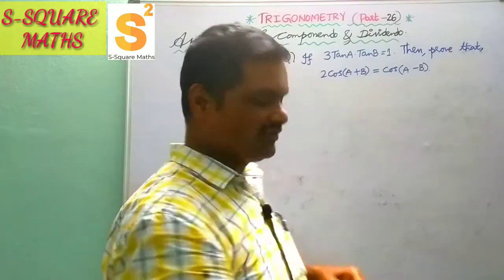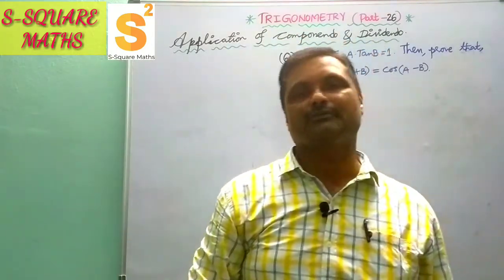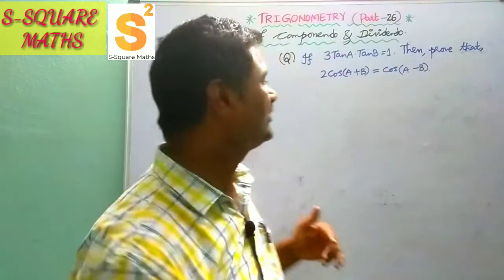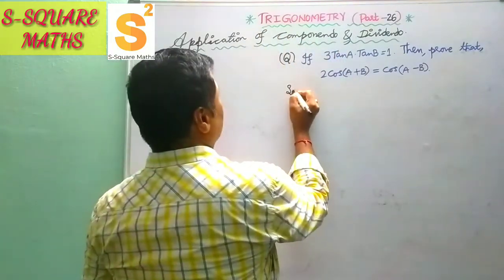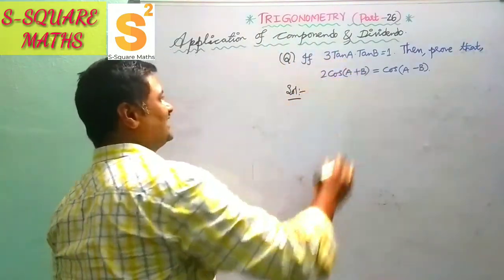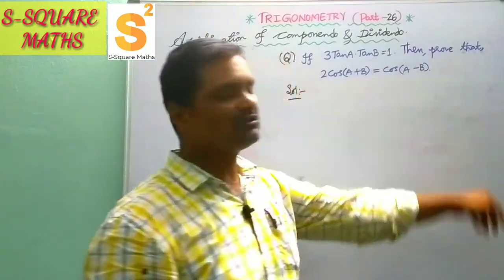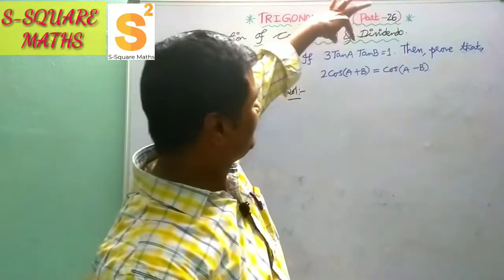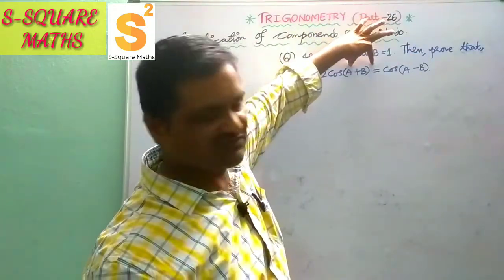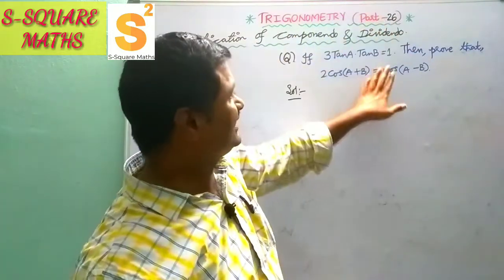I hope that you will watch the complete video without skipping. Have a look here. So, solution: what is given? 3 tan A into tan B is equal to 1. Then prove that 2 cos of (A plus B) is equal to cos of (A minus B). From this you have to derive this result.